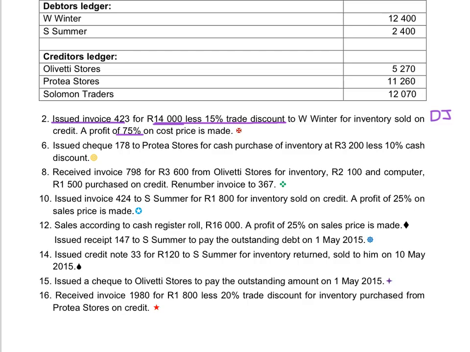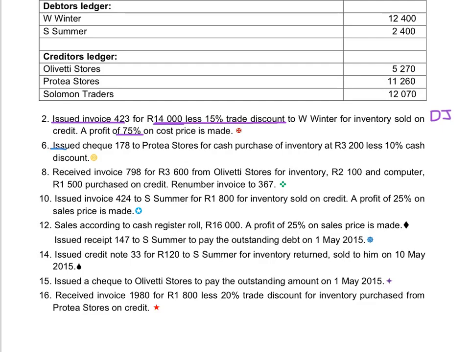Issued check 178 to Protea Stores for cash purchases of inventory at 3,200 less 10% trade discount. So we are not going to pay 3,200. We will have to calculate 10%. That will give me 320 Rand, and we will subtract that from the 3,200 to determine what is the amount that's paid out in the bank and what is our actual purchase price.